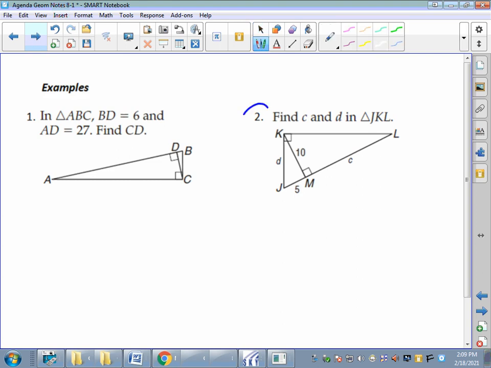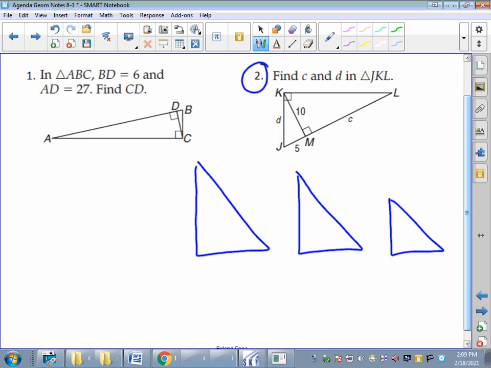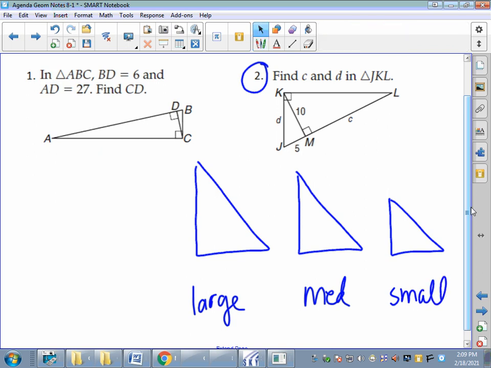Find C and D in triangle JKL. So let's draw these guys. I like to draw them all looking kind of the same way. So large, medium, small. All right, I don't like my small one. Let me redraw that one.